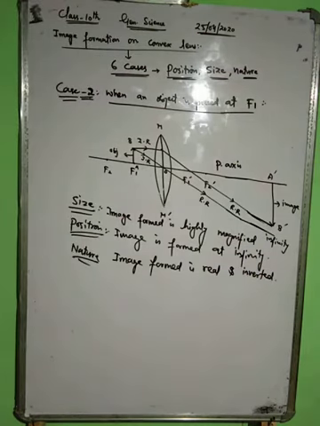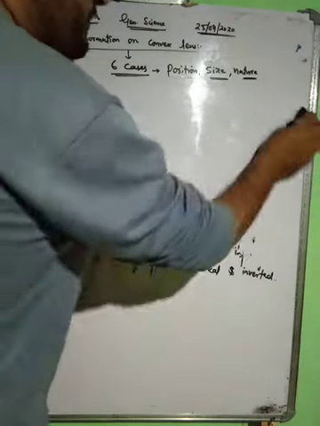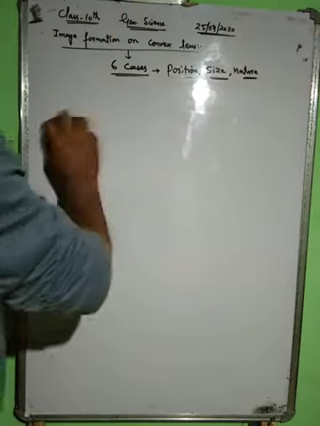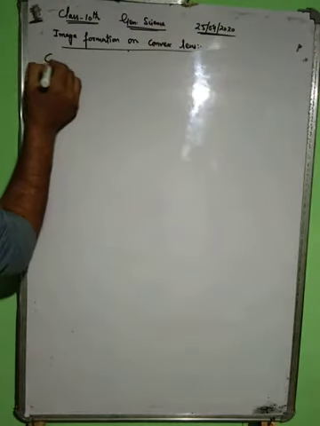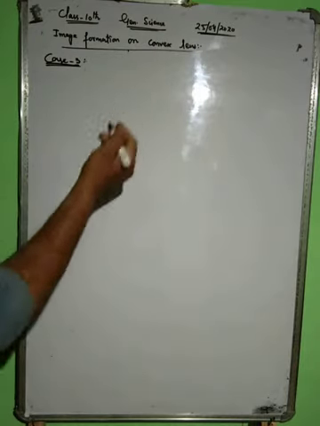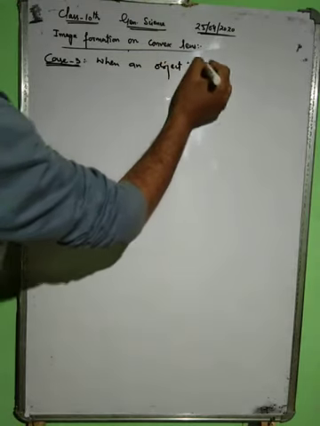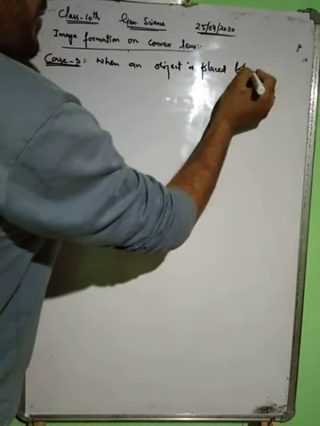So this was the case number second, to explain the formation of image on convex lens when we have kept the object at F1. Now the case number third, to explain the formation of image on convex lens. पहले केस में हमने पढ़ा था when object is placed between O and F1. सेकंड में हमने पढ़ा था when an object is placed at F1. Now we have to discuss here when an object is placed between F1 and F2.